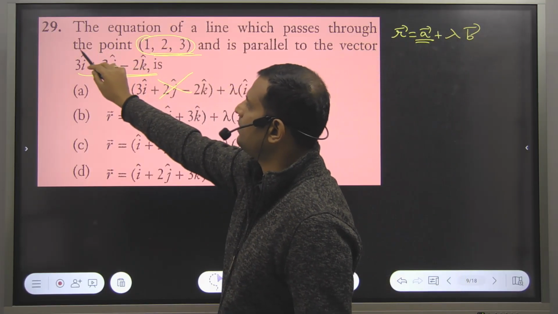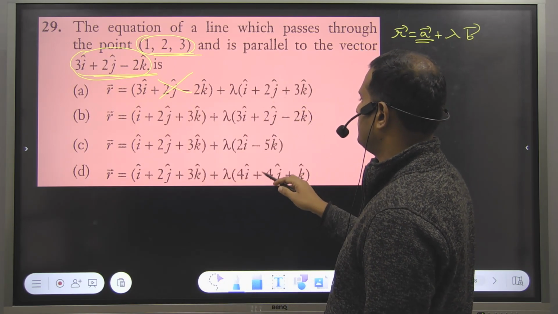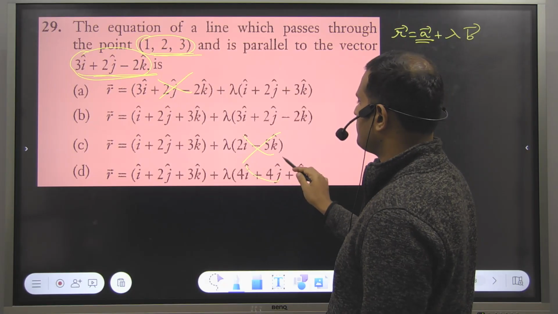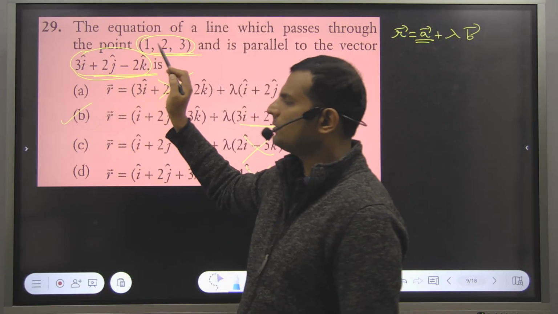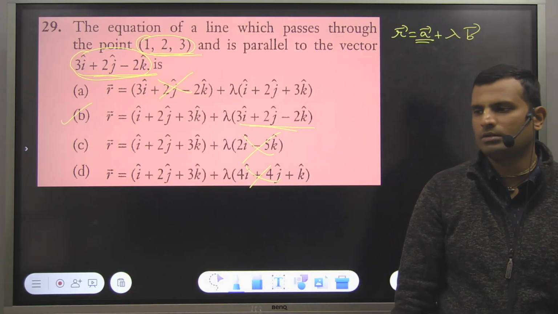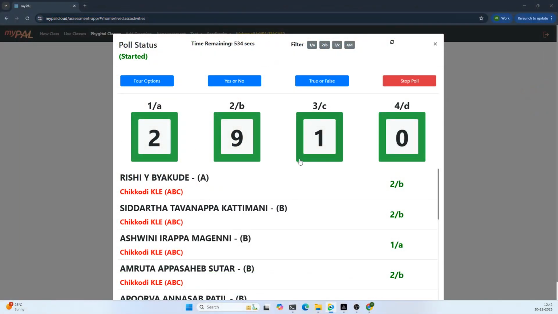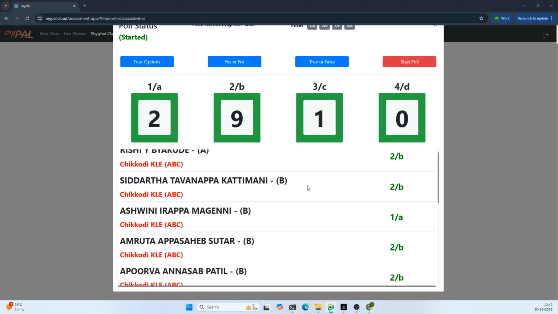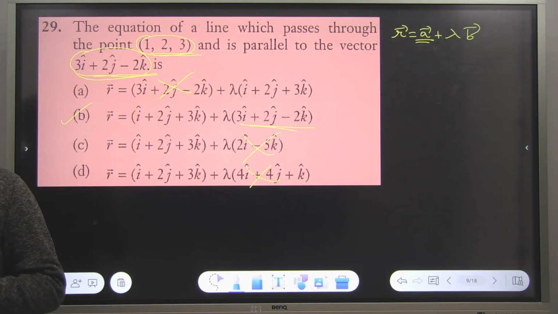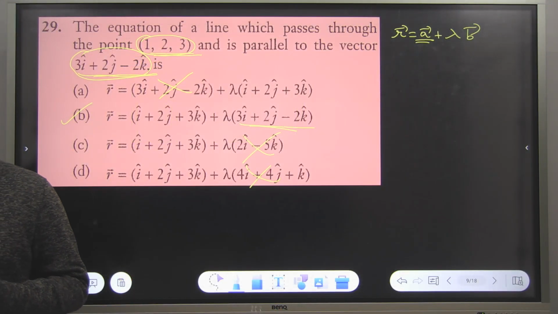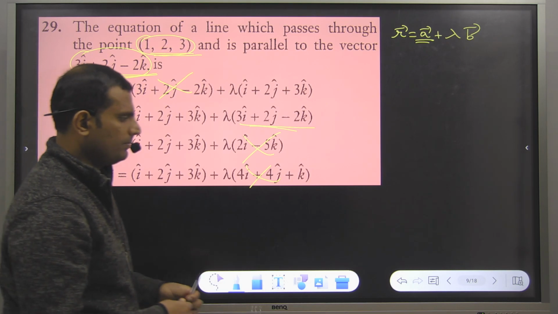B is direction. In this option something else has come, in this something else has come, here the exact same direction has come. So which option is it? Option B. Did you understand, everyone, students? Chikkodi students, all understood? Okay, we'll move to the next one.